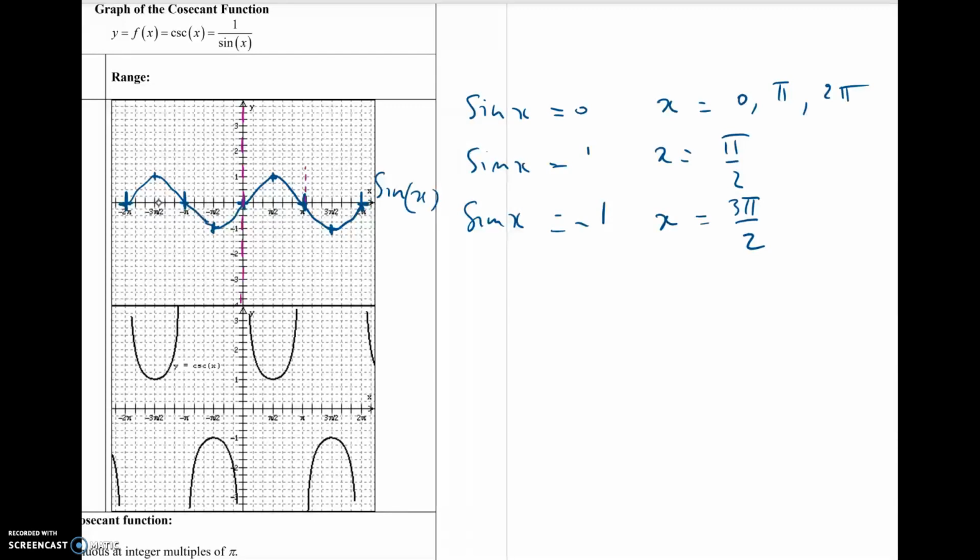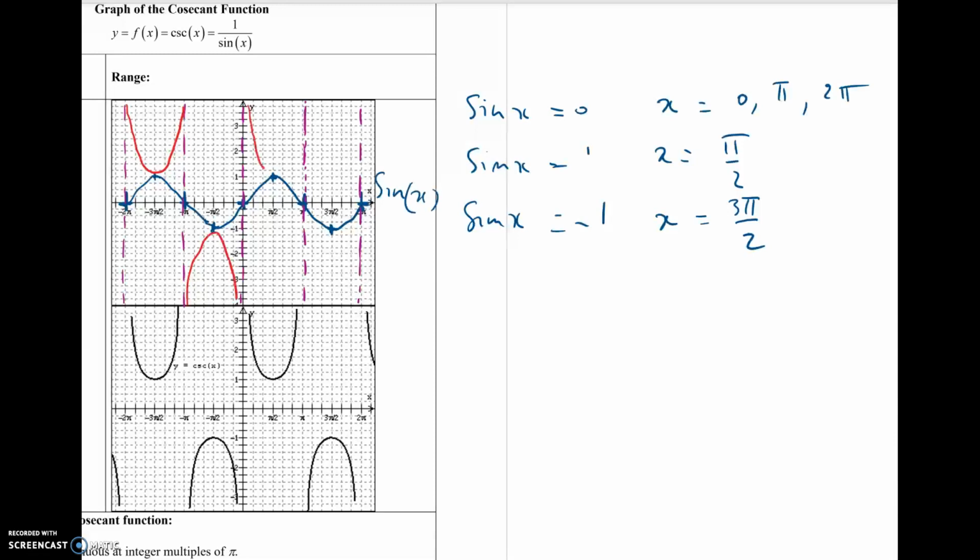At x equals pi, I'm going to have a vertical asymptote. At x equals 2 pi, same thing. x equals negative pi, same thing. And x equals negative 2 pi, same idea. And then it's pretty simple, because if I want to graph cosecant, I just need to do this.